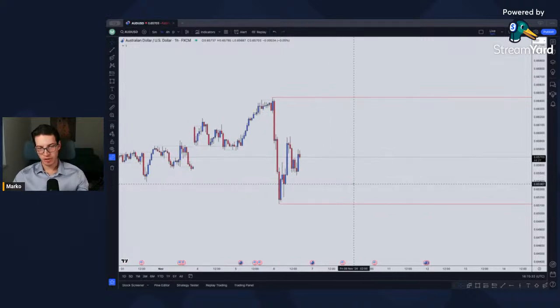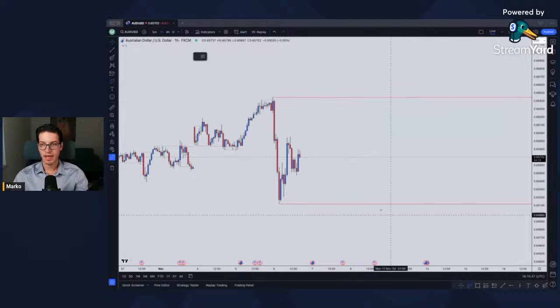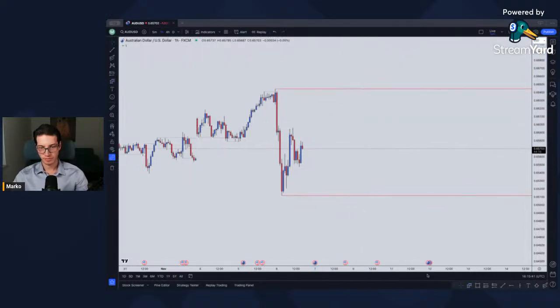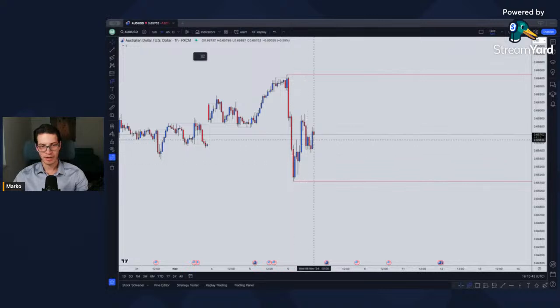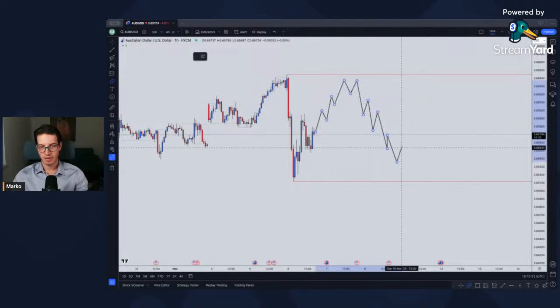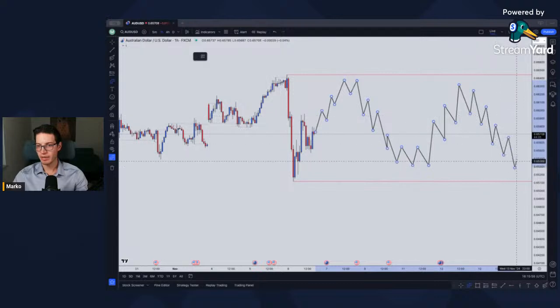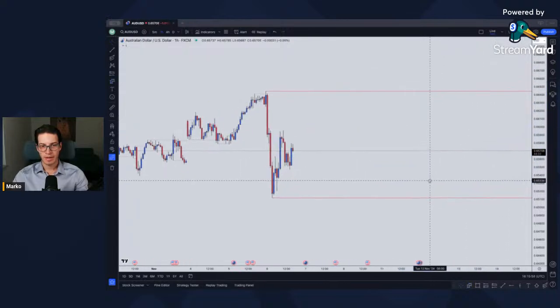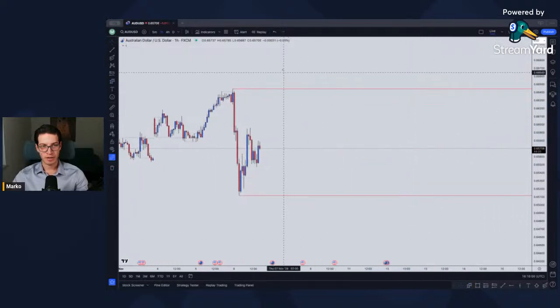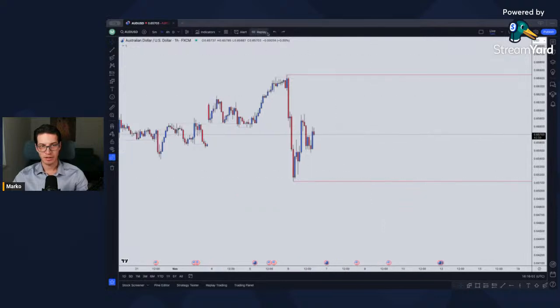I have the trending entries. I have the range bound entries as well. So for the trending entries, I'm going to need to get a large push up or a large push down like this. For the range bound entries, I'm going to need to get a bigger range right here. I'm going to need a bigger range, okay? And then I'm going to be looking, let's put it back actually.